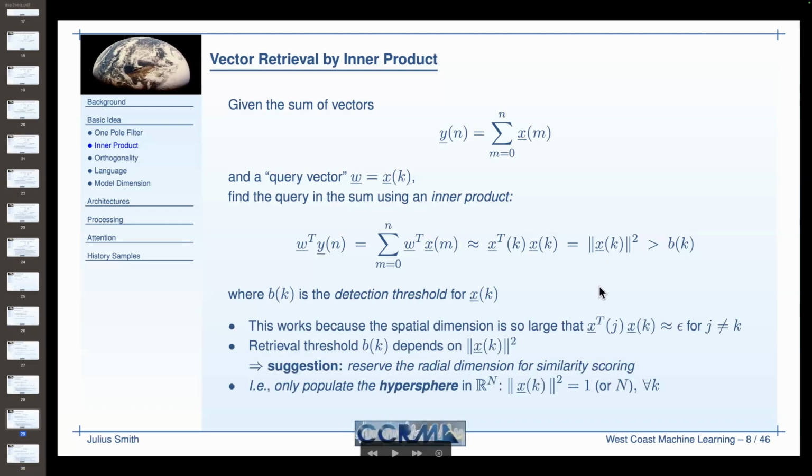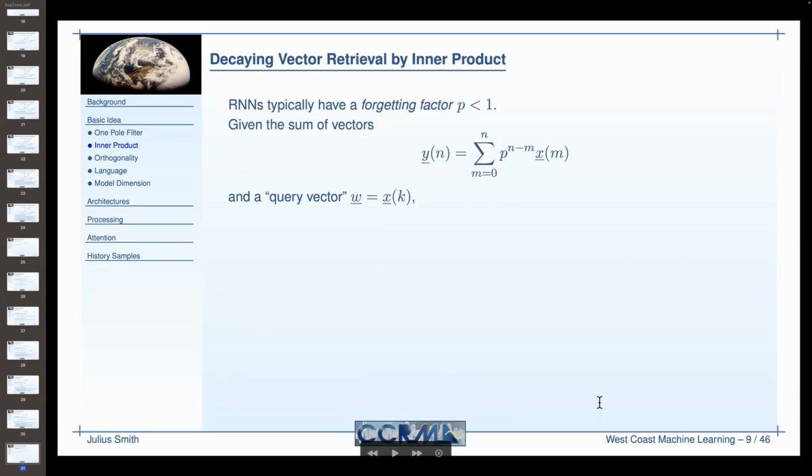I'll just go through this quickly. So we talked about how this suggests that you might want to reserve the radial dimension for similarity scoring. And so you would then normalize to the hypersphere, and that's RMS norm. And instead of setting the norm to 1, you can set the norm squared to n. And that's kind of a nice normalization because it means your coordinates have unit variance. So that's kind of a nice numerical choice. That's what Anthropic does, at least in the papers I was just reading.